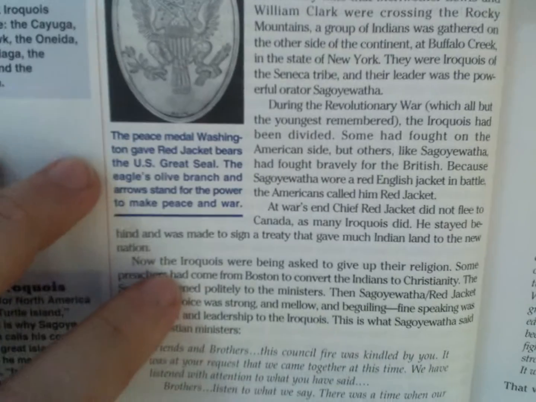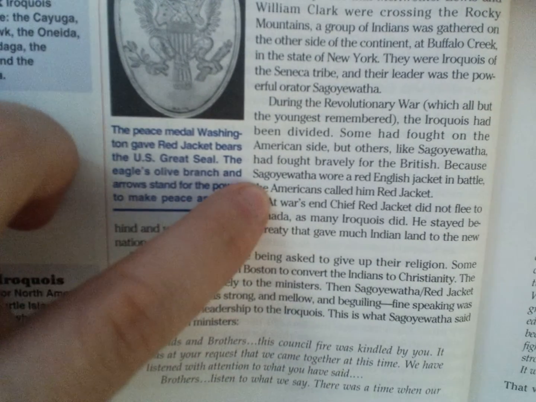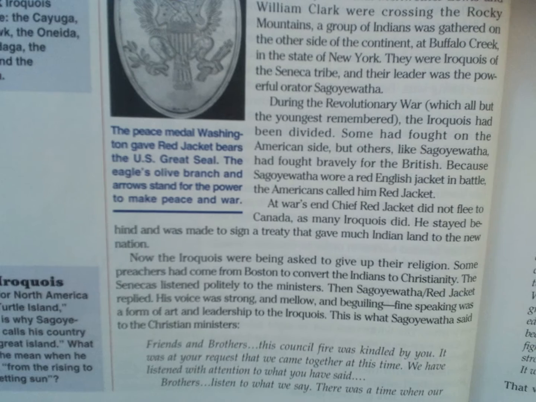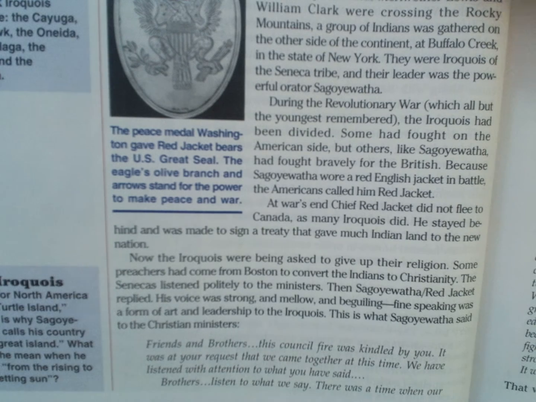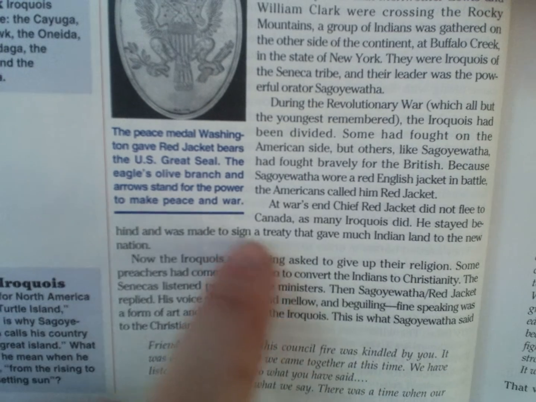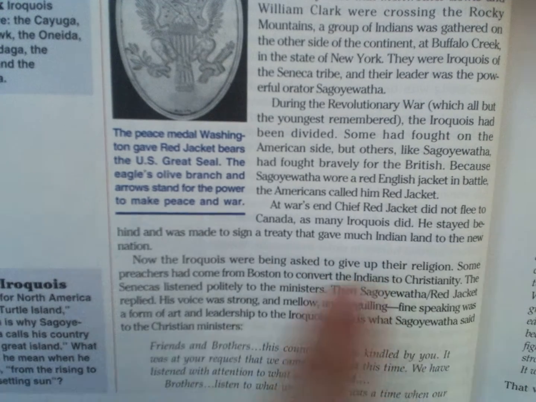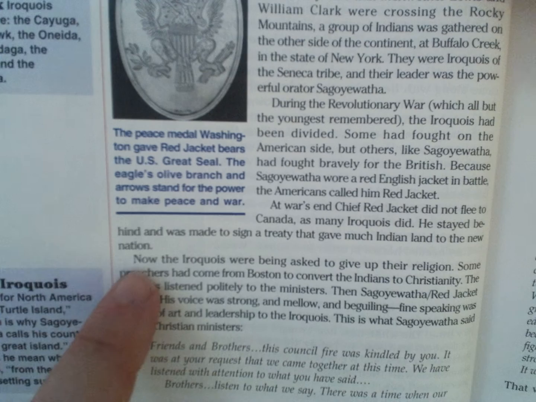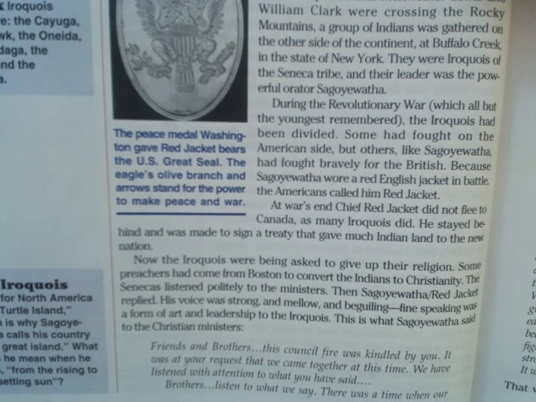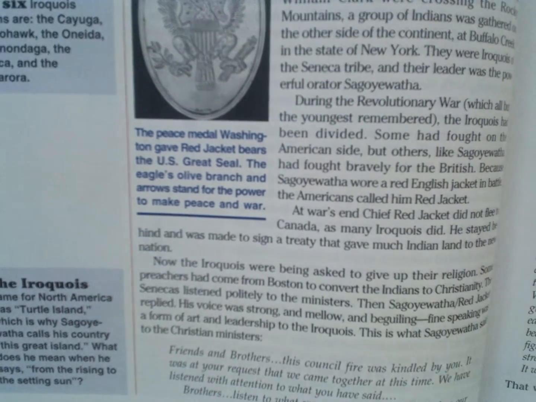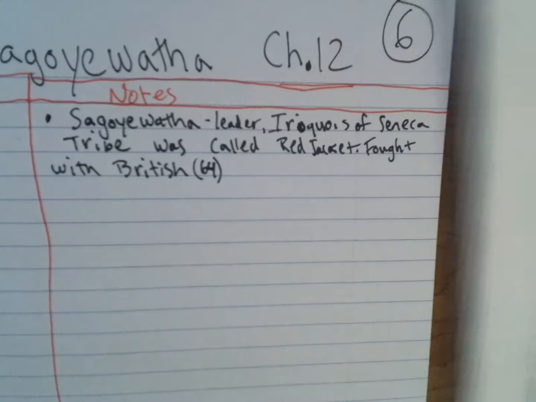So we're right here now on page 64, At War's End. At War's End, Chief Red Jacket did not flee to Canada as many Iroquois did. He stayed behind and was made to sign a treaty that gave much Indian land to the new nation. Now the Iroquois were being asked to give up their religion. Some preachers had, okay, so we're starting to move on to religion. So I'm just going to make sure to make a note of that.